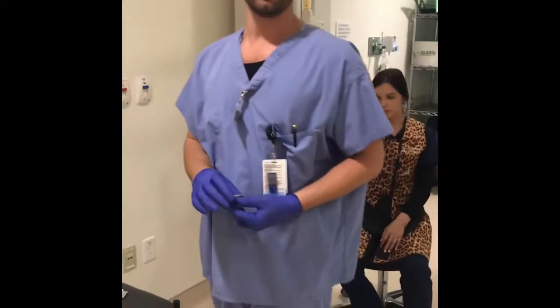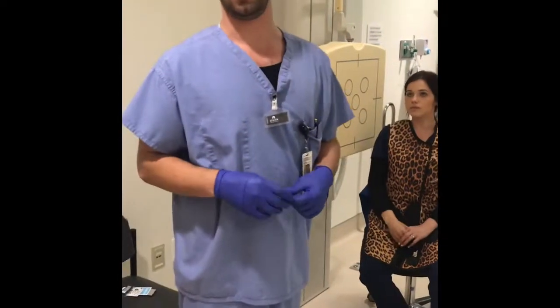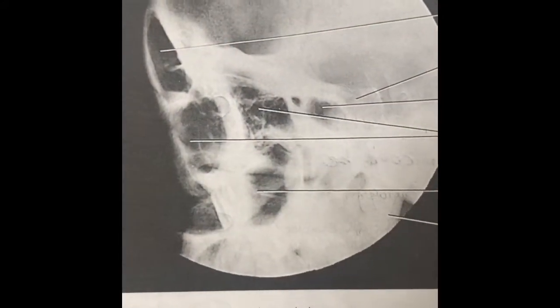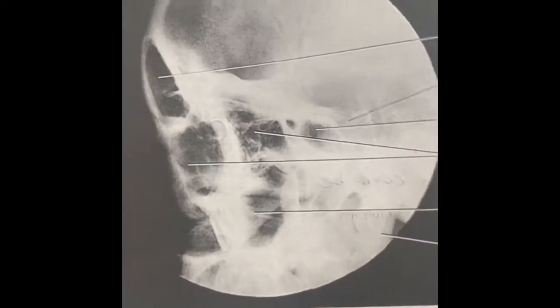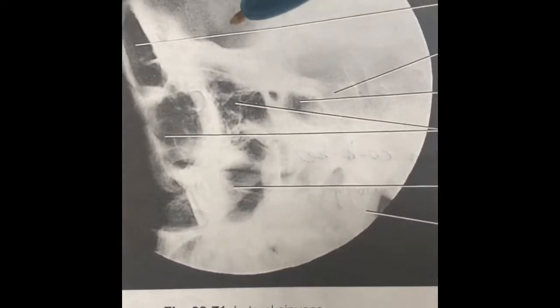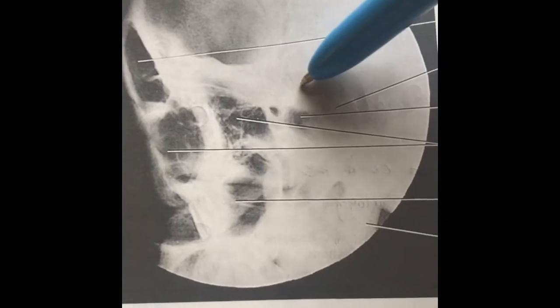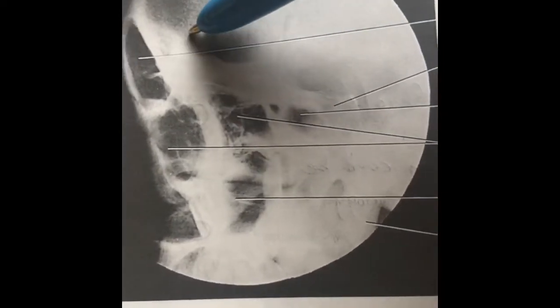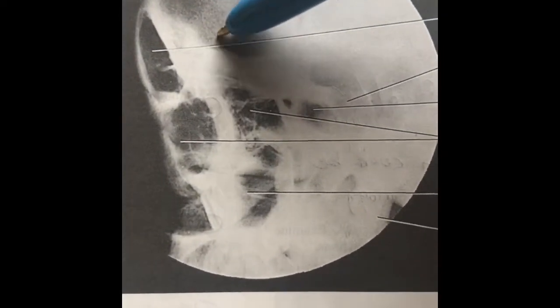We'll talk about some of the criteria and things you see in them in the next video. All right, this is an image of the lateral sinuses. And basically the lateral sinus criteria is pretty similar to that of a lateral skull. You want no rotation to be visualized right here in your sella turcica. You want your orbital roofs to be superimposed.